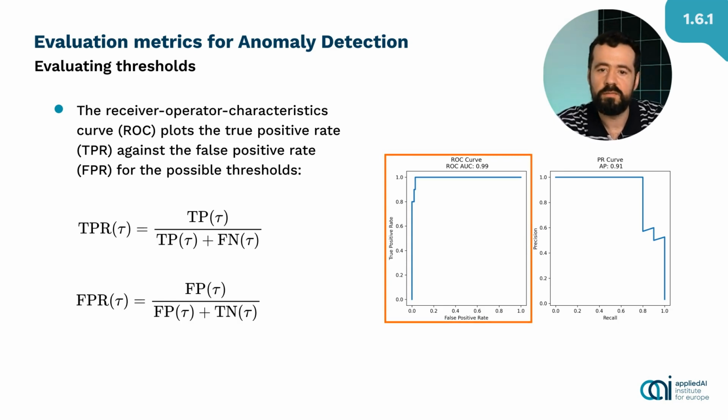An example of a ROC curve is on the left picture. Here in the ROC curve, the optimal point is on the upper left corner, and again we can try to identify the threshold which leads us closest to this point.